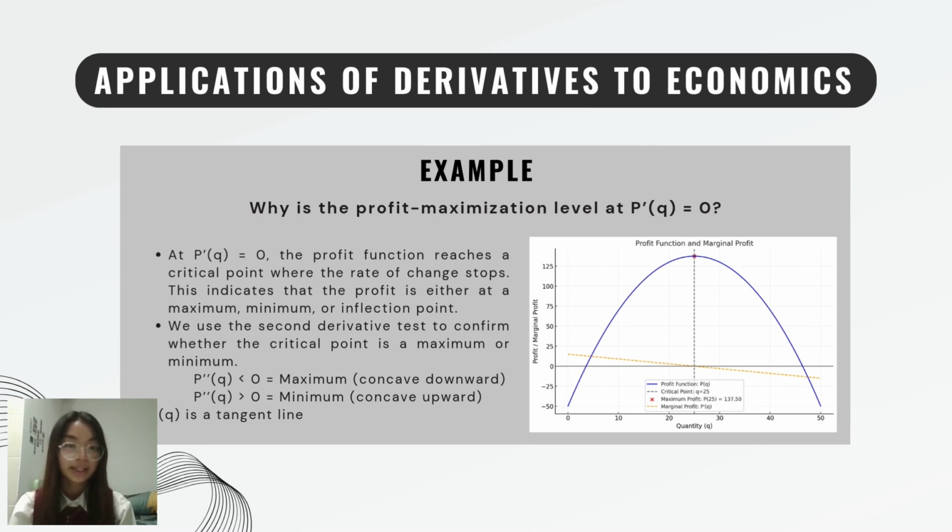We can also use the second derivative test to confirm whether the critical point is a maximum or minimum. If the second derivative of the profit function is less than 0, it is a maximum point as it is concave downward. And if it is more than 0, it is a minimum point as it is concave upward.